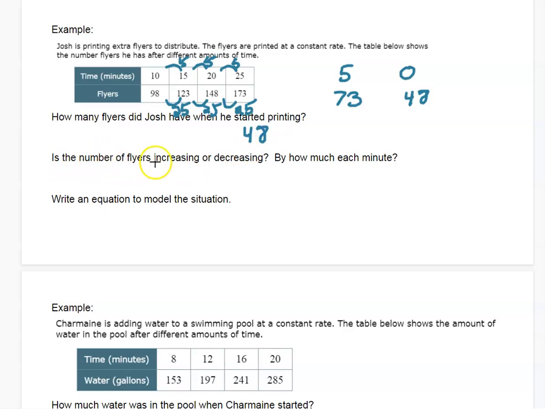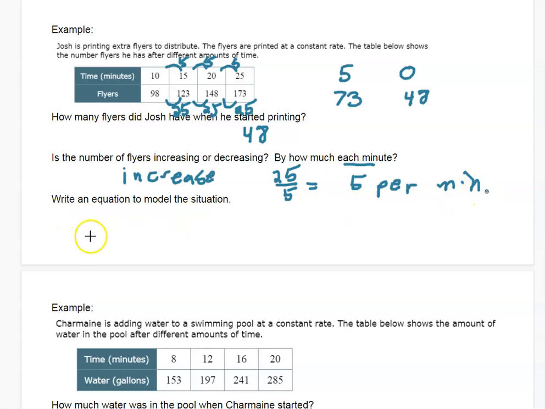Okay. Is the number of flyers increasing or decreasing? Again, it is increasing. It is increasing each and every time. By how much each minute? So he is doing 25 flyers in 5 minutes. That means he's doing 5 flyers per minute. 5 flyers per minute is what he's printing.